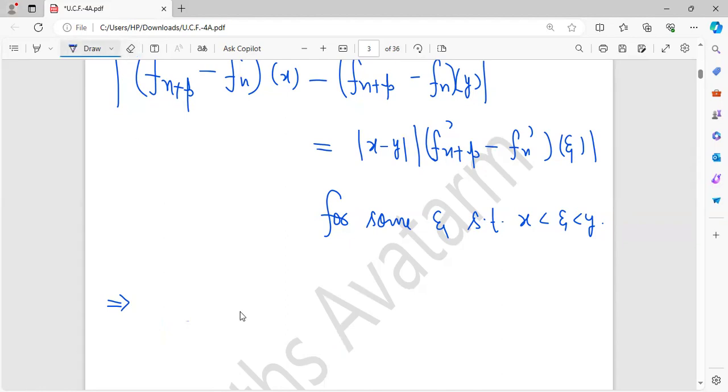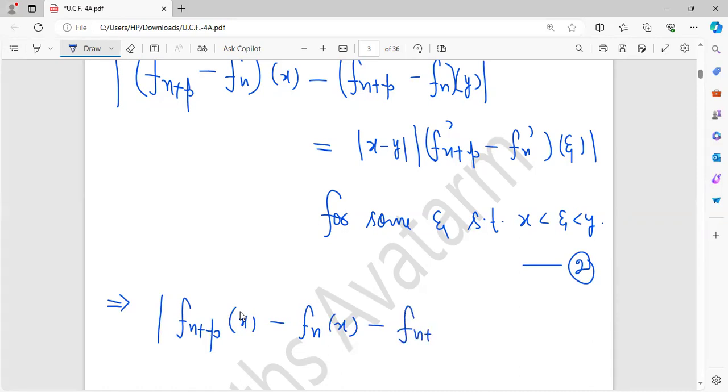So what is this? Okay. So let's say it equation number 2. So we will solve it further. Okay. So what is this? What is this? fn plus p x minus fn x, minus fn plus p y minus fn y.